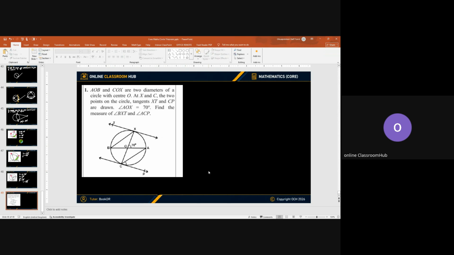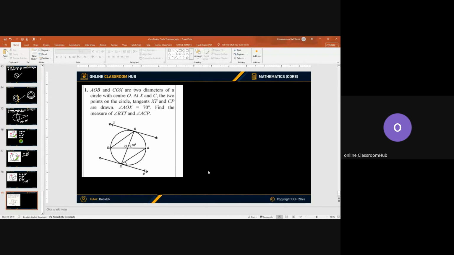Okay, so AOB and COX are two diameters of a circle of center O. At X and C, two points on the circle, tangents XT and CP are drawn. The angle AOX is 70 degrees. Find the angle BXT and the angle ACP.